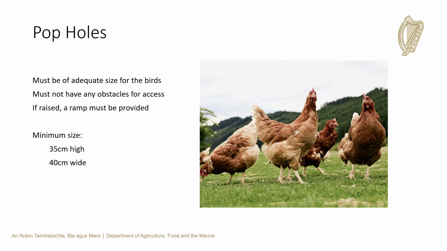Pop holes must be of adequate size for the birds and must not have any obstacles for access, and if raised, a ramp must be provided, and the minimum sizing comes from 9974, and that is that they must be 35 centimetres high and 40 centimetres wide.